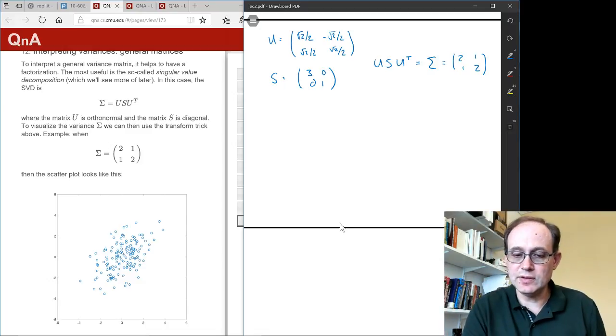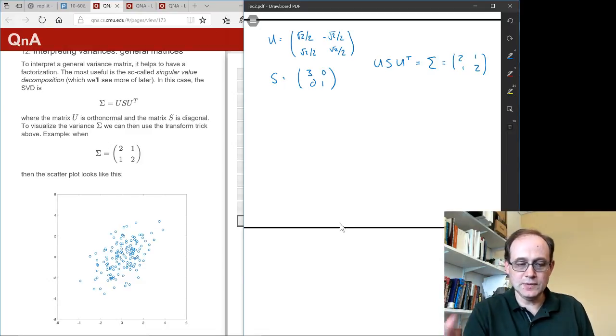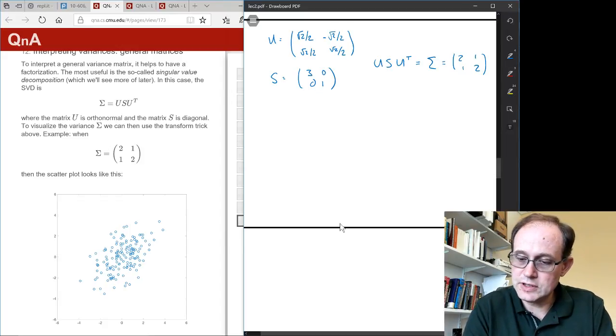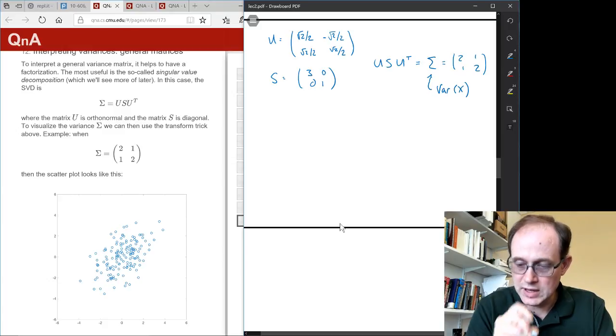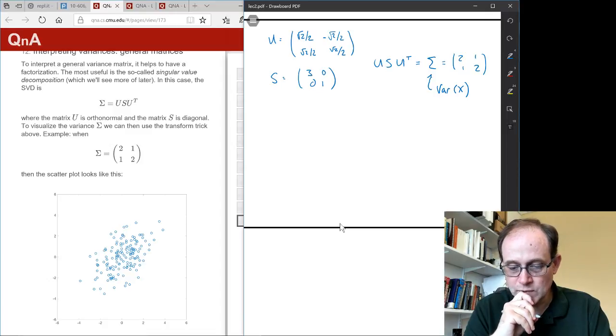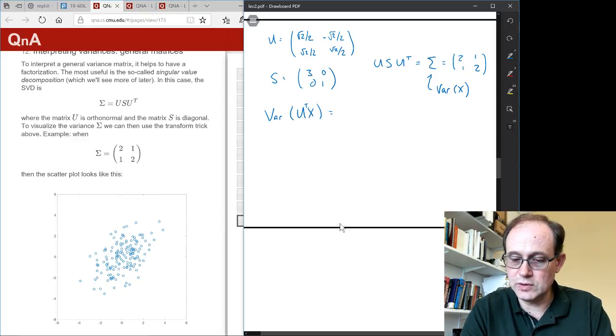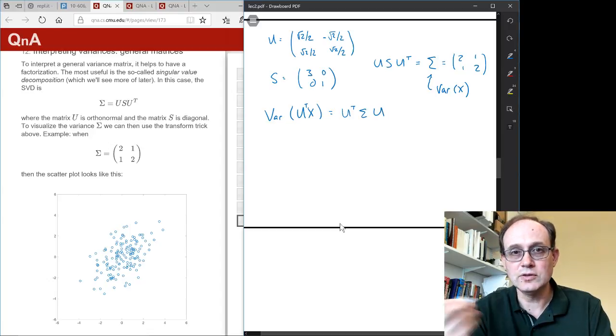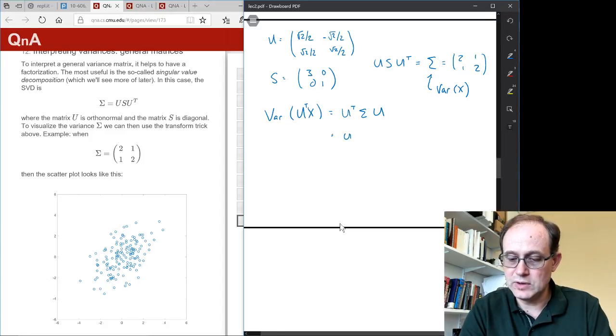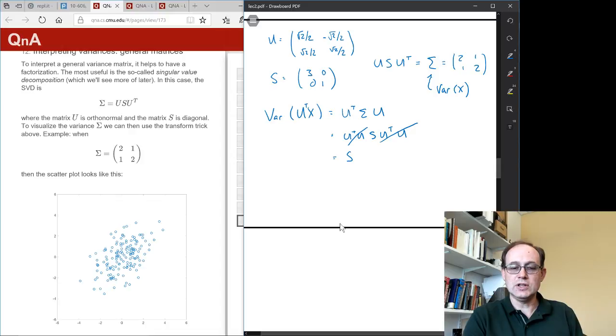So that's the singular value decomposition of this matrix here. What that means is, this was defined to be the variance of X was sigma, and so if we take the variance of U transpose times X, that's going to be equal to U transpose sigma U by the transform rule that we talked about earlier, which is equal to U transpose U S U transpose U. And that's the identity, and that's the identity, so we just get S. So that means that we've transformed X into U transpose X, and the variance of U transpose X is this diagonal matrix S right here.